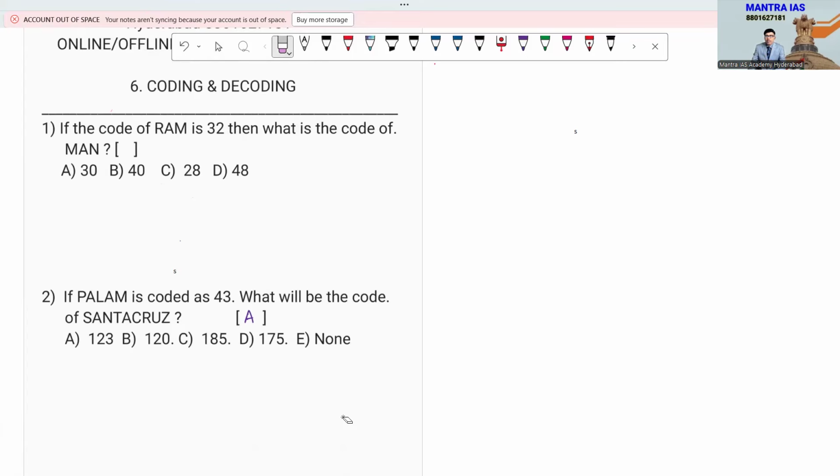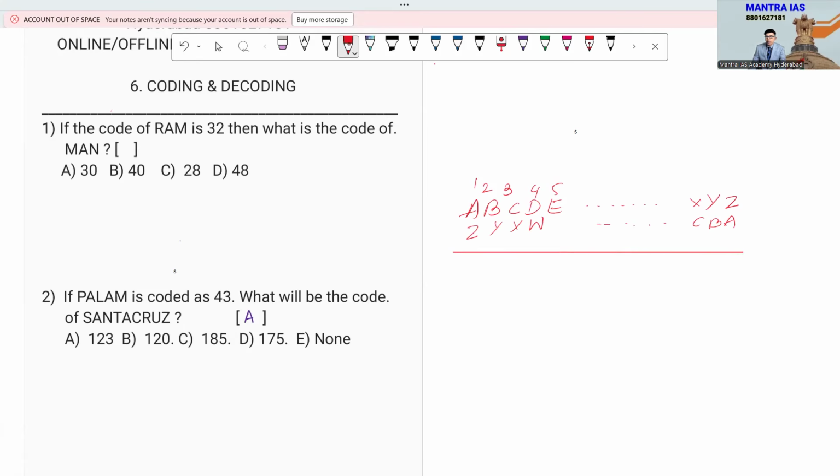Before starting coding and decoding, you have to do one thing. What is that, sir? First of all, write all the alphabets: A, B, C, D, E, and so on, continuing till X, Y, Z, and then in reverse. Start from A, B, C again, W, X, Y, Z. This is the first step to write before starting coding and decoding, anytime, anywhere.